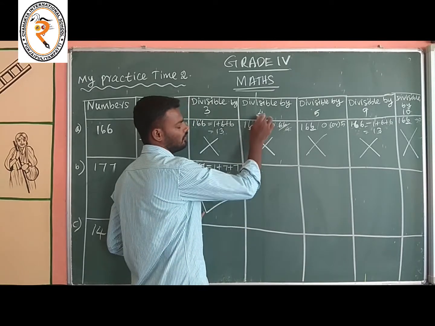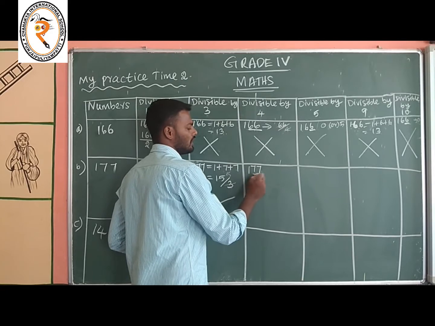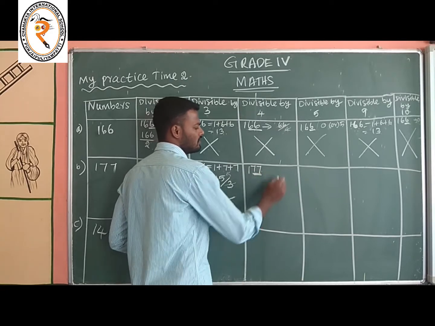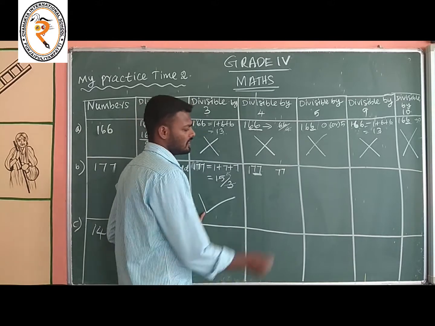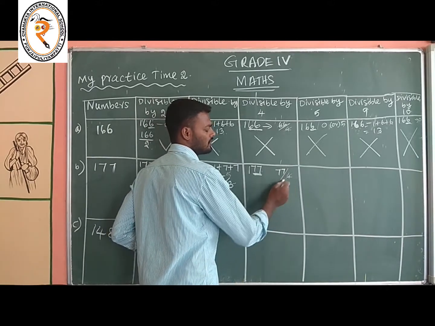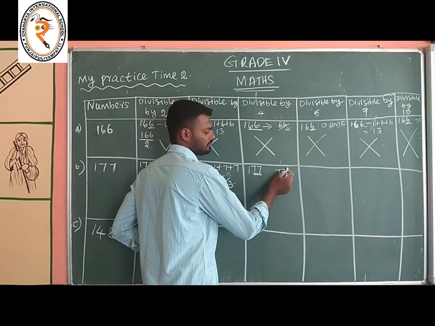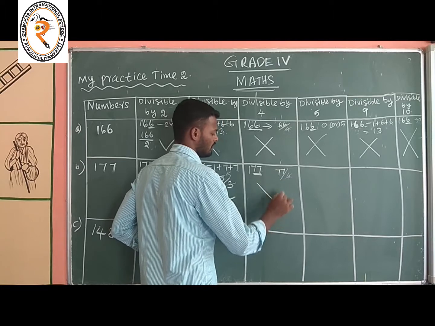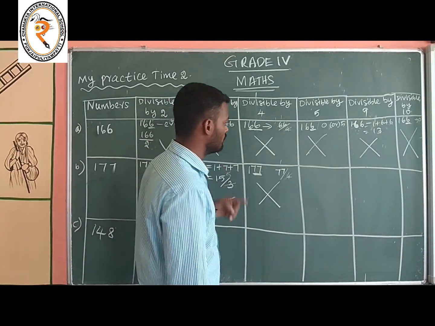Is 177 divisible by 4 or not? Check the last two digits: 77. 77 is not divisible by 4. So 177 is not divisible by 4.